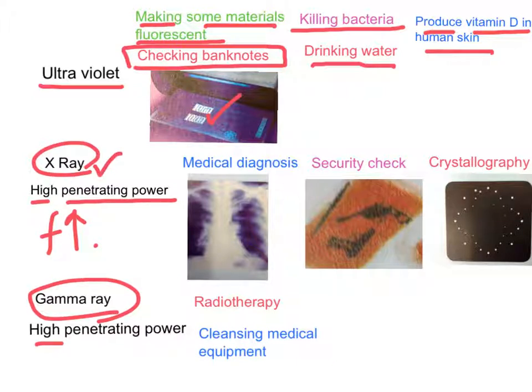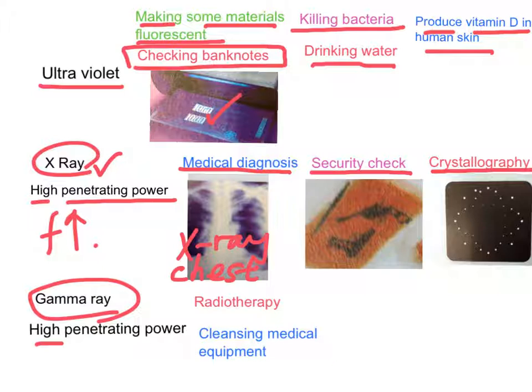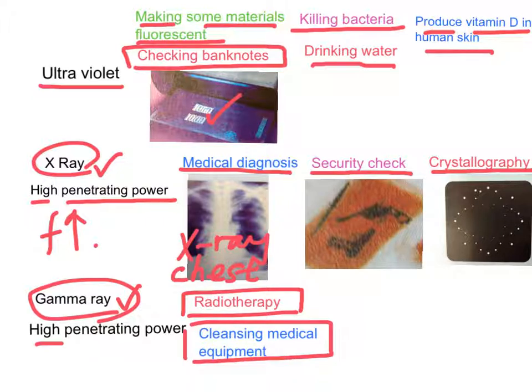Therefore, X-ray can be used in medical diagnosis. For example, for X-ray checks. Also, X-ray can be used in security check and crystallography. For gamma wave, it has the highest penetrating power among all the EM waves. Therefore, it is widely used in radiotherapy. And also, it can be used in cleansing medical equipment. That is, by passing gamma wave into the medical equipment, it can kill all the bacteria inside.